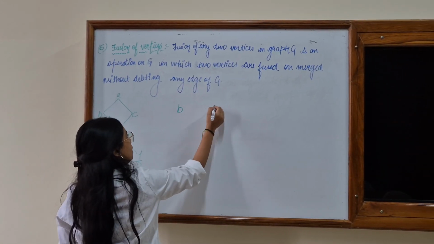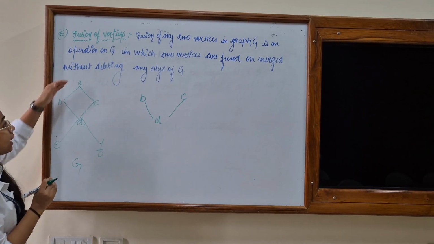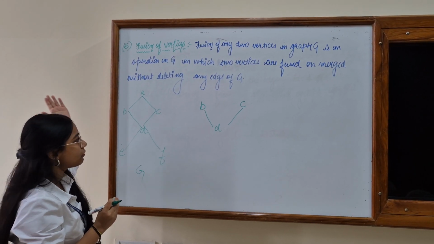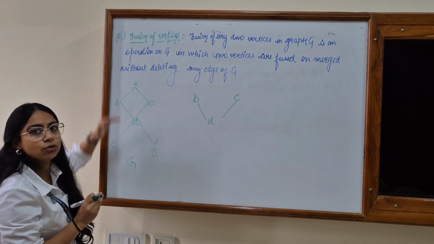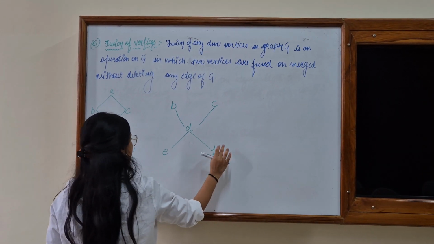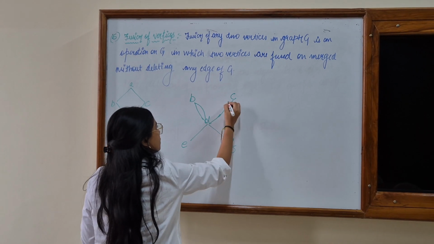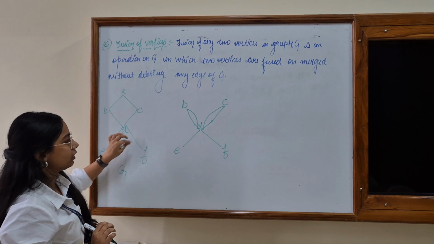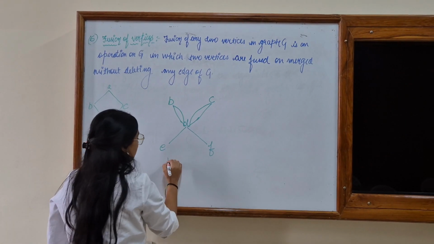How do we draw this? First we'll draw B, C, D, and we merge A to D. The alphabet which comes after, we merge the other alphabet to that. A comes before D, so we merge A to D. This will remain the same, and E, F as well. So we have merged A to D. Now A and D are the same vertex. So this is merging A to D.